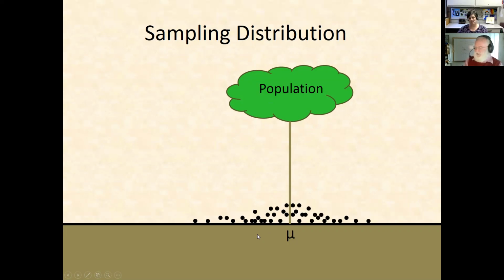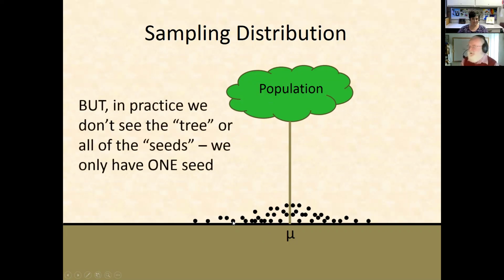And that's kind of the traditional idea of what a sampling distribution is, even though it's never really practical to take lots and lots of samples from the one population. So our problem is we don't get to see the tree. We don't get to see all these samples. We get to see just one sample.